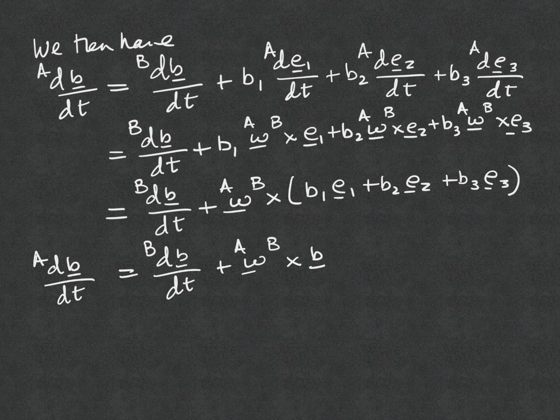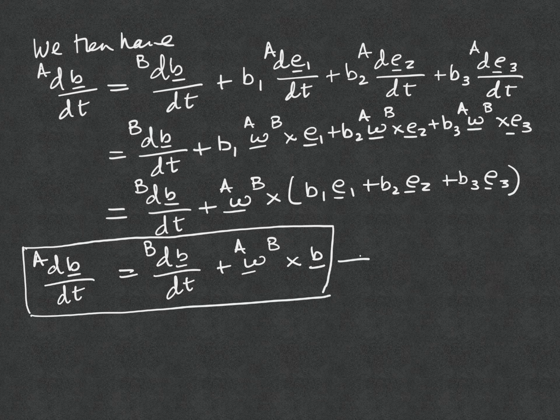Now this last result is what's known as the transport theorem. This is what's called the transport theorem. And what it does is it allows me to compute the rate of change of a vector in one frame, given that I know its rate of change in another frame. But in order to do that, there's a vector that's intermediary that is part of this transport theorem, which is this omega BA.